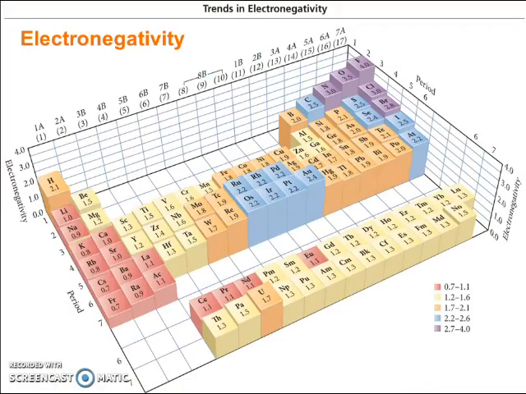The illustration shows the trends in electronegativity. It increases across a period left to right and decreases down a group top to bottom. Fluorine is the most electronegative element and francium is the least electronegative element.